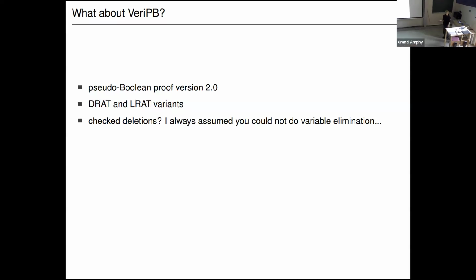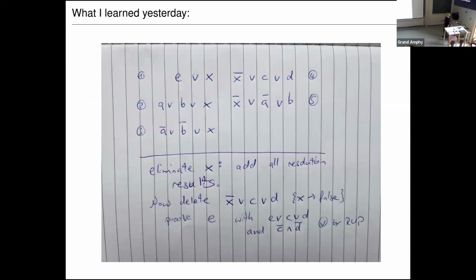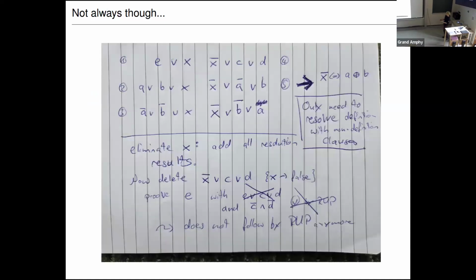And I did look into checked deletions initially, and one thing I always thought is that you couldn't do variable elimination. I learned yesterday that you can. So I have another example. Essentially, you can do redundancy-based strengthening also with checked deletions. Not always though. If you have an XOR gate, it's actually sound to only resolve non-gate clauses with gate clauses, but this is not anymore derivable by RUP, so you need subproofs.